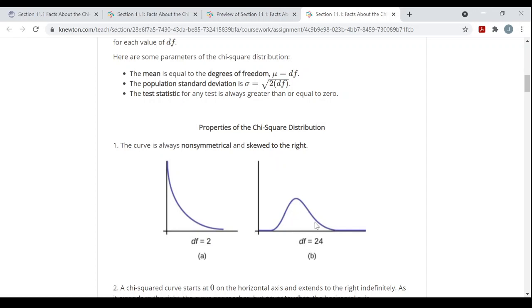And here's another example of a chi-square distribution where the degrees of freedom is 24. Again, it's bulbous on the left, with a longer right tail, skewed right. Now, the higher the degrees of freedom gets, the closer to a symmetrical bell shape it looks. It'll look closer and closer to a normal curve, not the standard normal, but a bell-shaped curve, the higher the degrees of freedom.